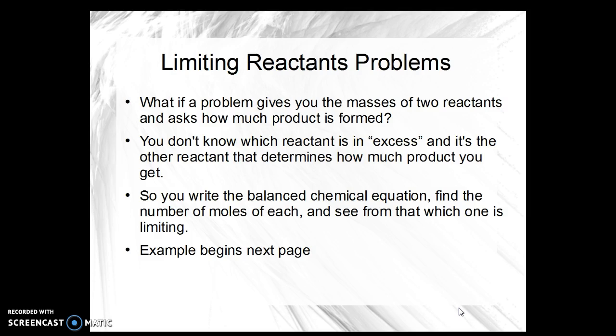So, you start off as always with a balanced chemical equation. Then, you find how many moles of each of the reactants you have. And from that, you see which one you've got more than you need. And the other one, of course, is the limiting. So let's give you an example using moles.